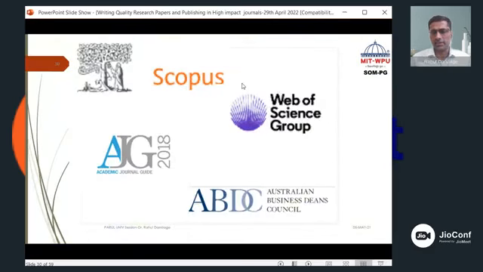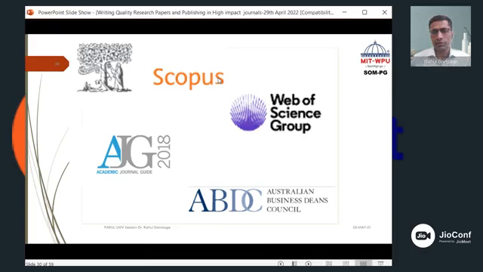Importance of indexing, I will just rush through this. We have only 10 minutes left, I think, as per the time. So Scopus, Web of Science, Academic Journal Guide, ABDC, Australian Business Deans Council. These are some of the indexing platforms. And if we want to publish our research paper, then we should make sure whether the journal in which we are aspiring to publish our research paper is a part of these particular indexing platforms.